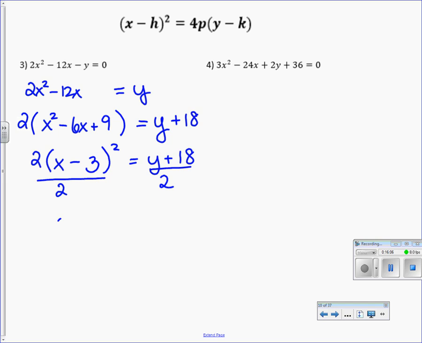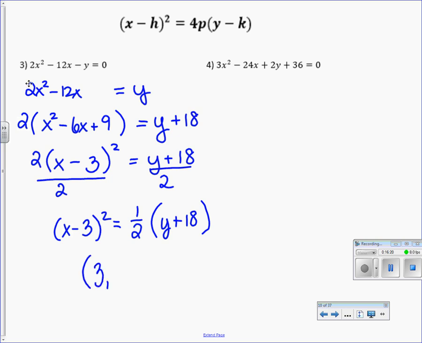So then we're going to have x minus 3, quantity squared, equals, we're going to just call this 1/2, and then parentheses, y plus 18. That is going to be considered transformational form. And so now I can pick apart my vertex. It's going to be 3. This should be a minus over here, and it's not. So therefore, it's negative 18.